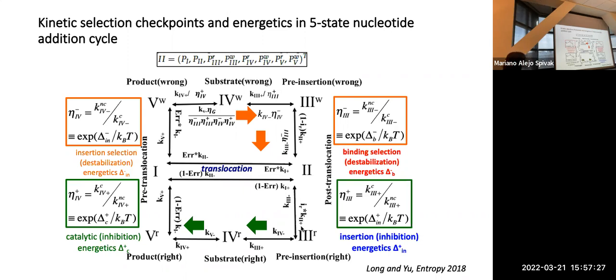Then for each cycle, for example if you have cognate nucleotides, there is a pre-translocation, post-translocation, and pre-insertion, insertion product.